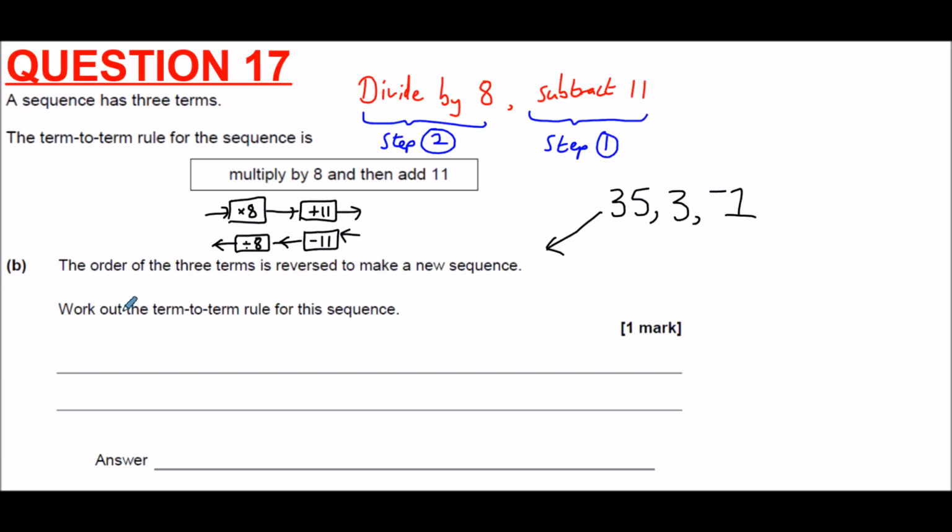So the term rule is subtract 11, and then we're going to divide by 8. And that's question 17.